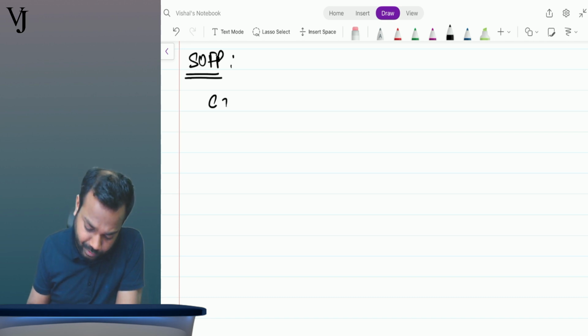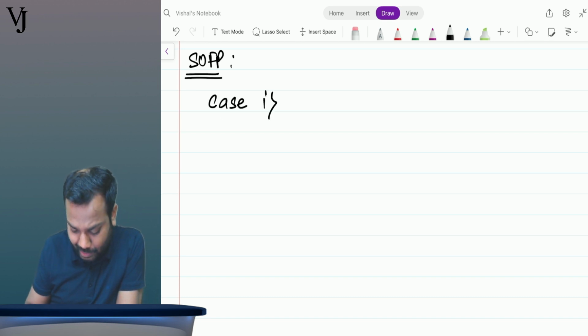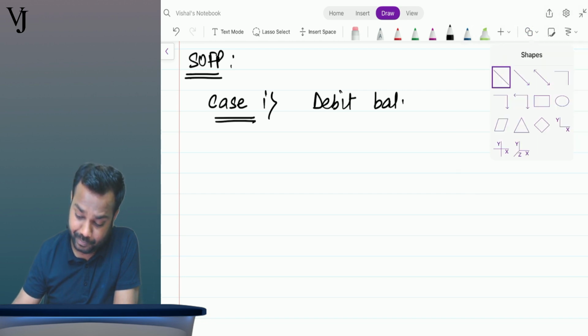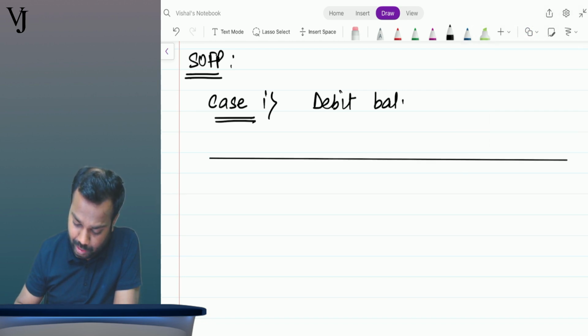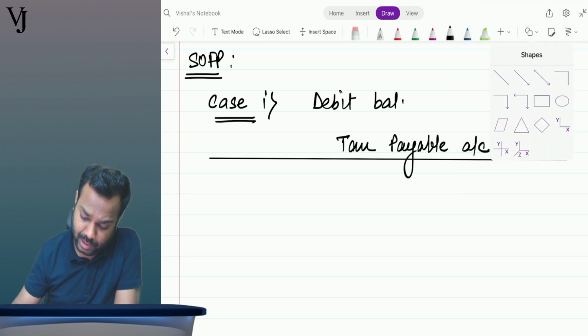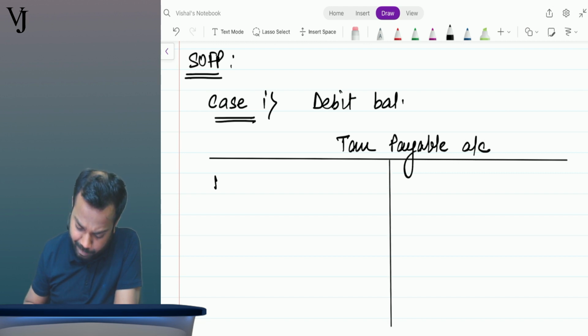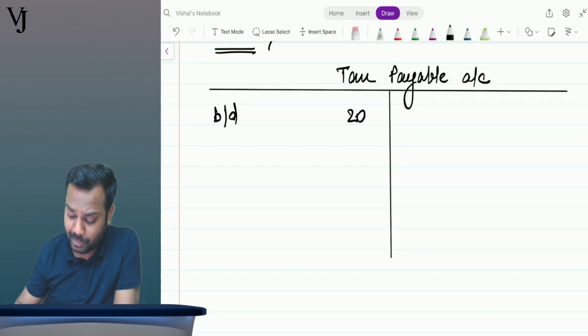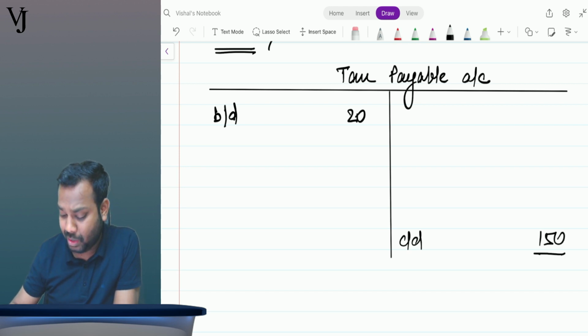Case number 1: if there is a debit balance. Now, tax payable account or provision for tax account. Debit balance means what? I will write here balance brought down, opening balance. 20 was the debit balance, right? Now, what is the tax payable for the current year? It will be a liability, 150.